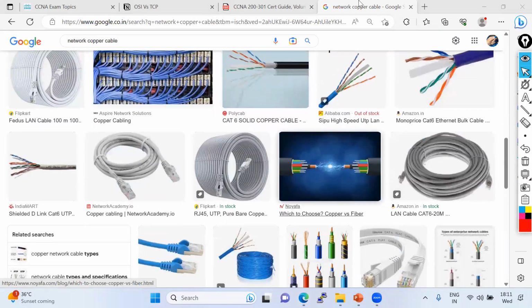Further, in copper itself we have different kinds of categorization, right? So we'll explore it one by one. We can have an understanding one by one. So what is understanding? Let's explore it.